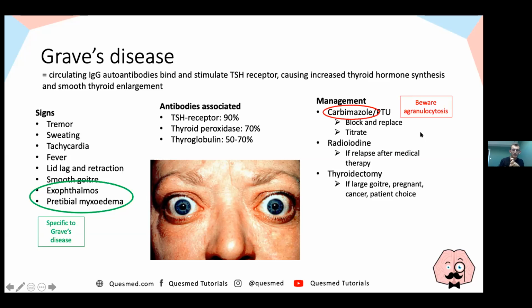It's important if we are giving patients carbimazole to look out for agranulocytosis, which is a rare but fatal side effect of carbimazole. If anyone who is on carbimazole has a fever or even symptoms of a cough or cold, it's important to look at their white blood cells and see if they've got agranulocytosis very early. If they do, it's important to stop the carbimazole as soon as possible.